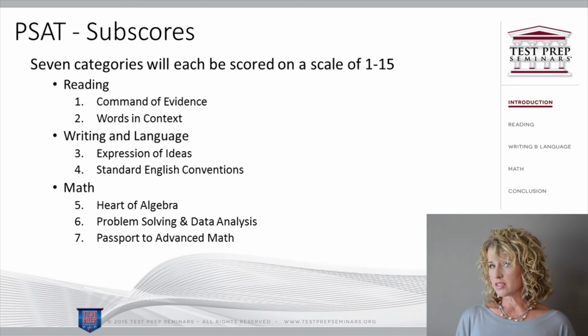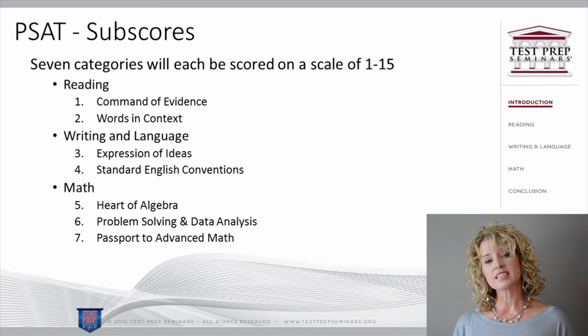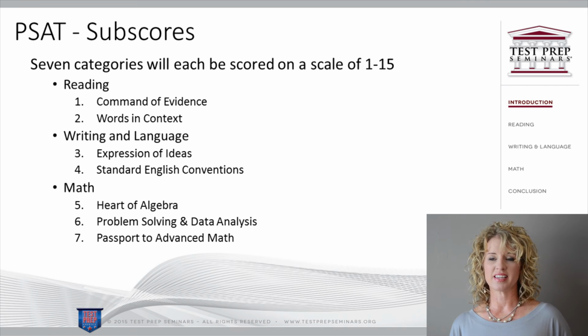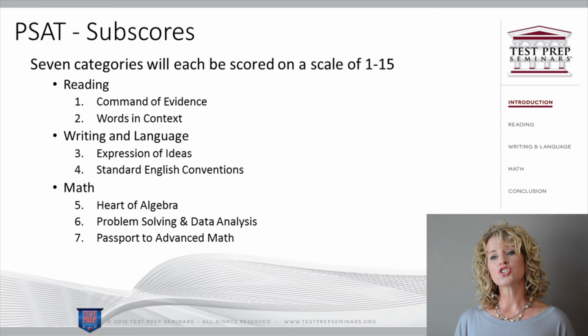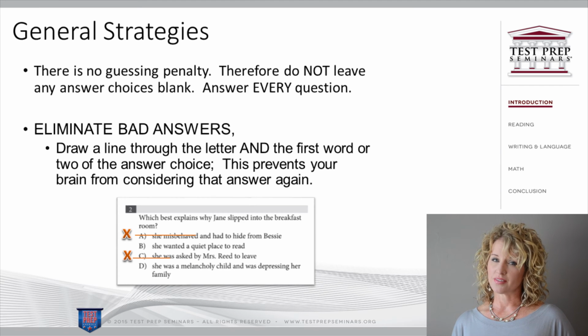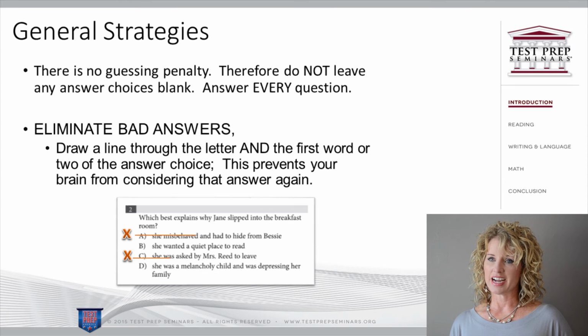So we've talked a lot about scores, we've talked about what exactly is going to be on the PSAT, but we haven't talked about how to take the PSAT. Well, here are 2 general test-taking strategies that will work across the board of PSAT and SAT, and one of them even works on any test you take going forward in your academic career. This first strategy is pretty specific to PSAT and SAT now, and that is this.